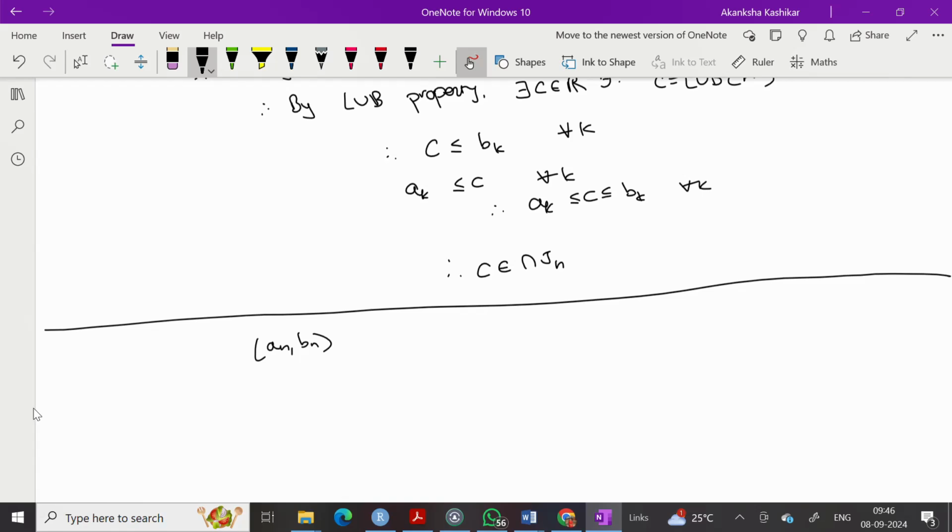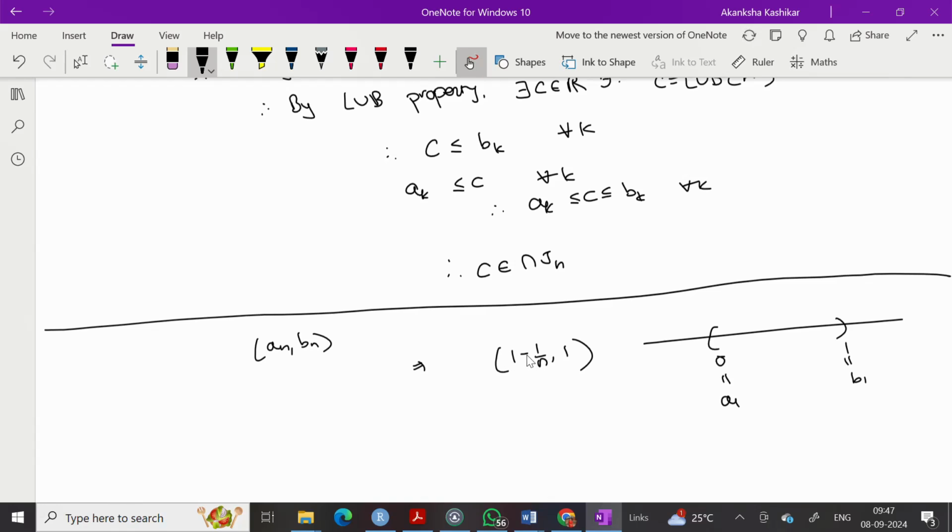For example, consider intervals of the type 1 minus 1 by n to 1. First question, are they nested? Let me check. The first interval will be 1 minus 1 by 1, which is 0. 1 minus 1 is 0. So I will have 0 to 1. This is my first interval. So this is my a_1, this is b_1. The next interval is 1 minus half to 1.